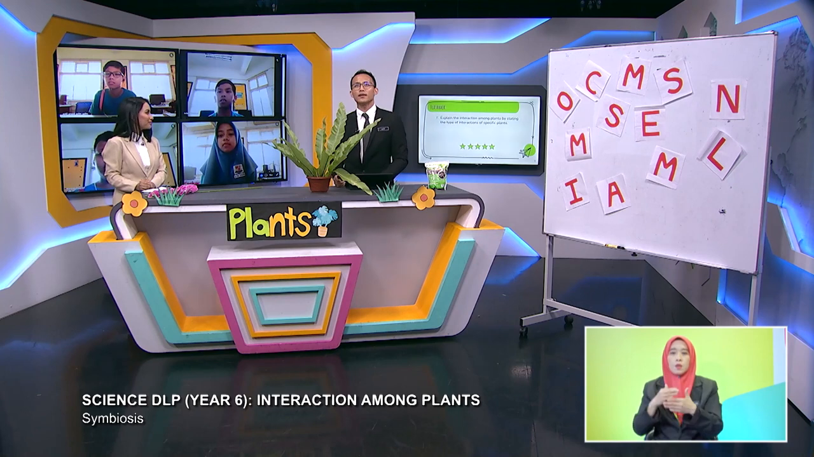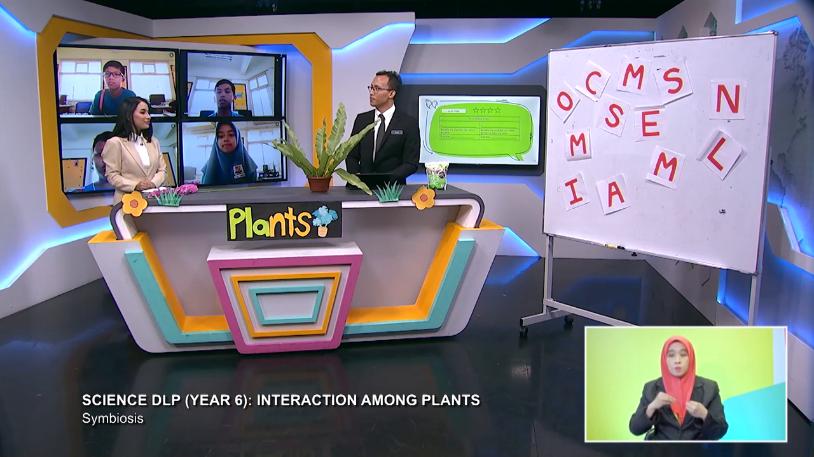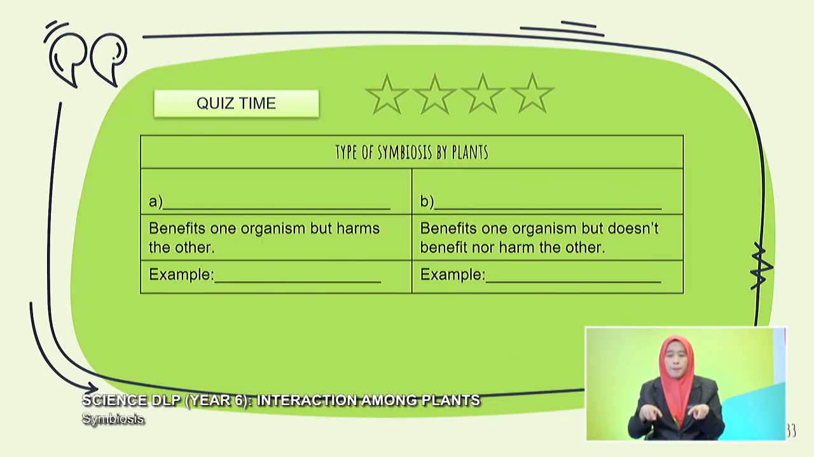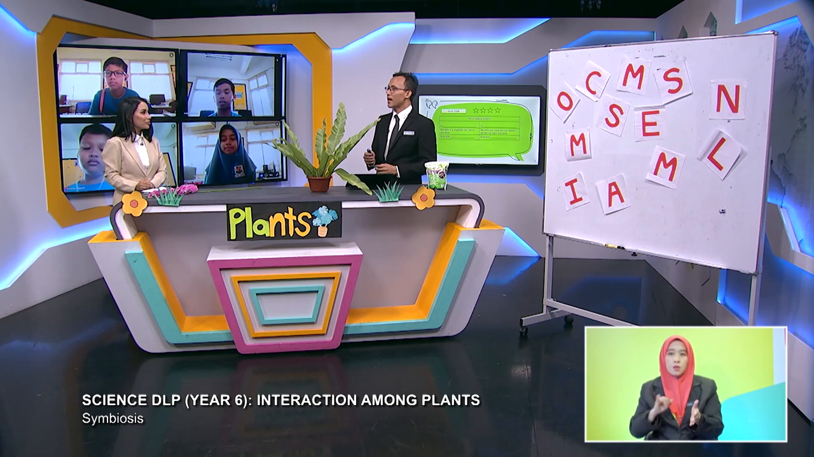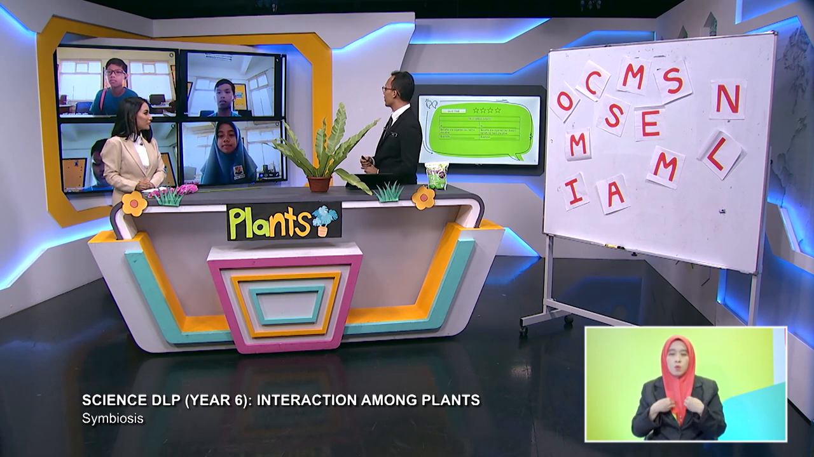Next, I would like the students to do a bit of quiz. Since they already learned about commensalism and parasitism, students, pupils, I would like you to write down the answer for A. Who wants to try for A? Put up your hand.